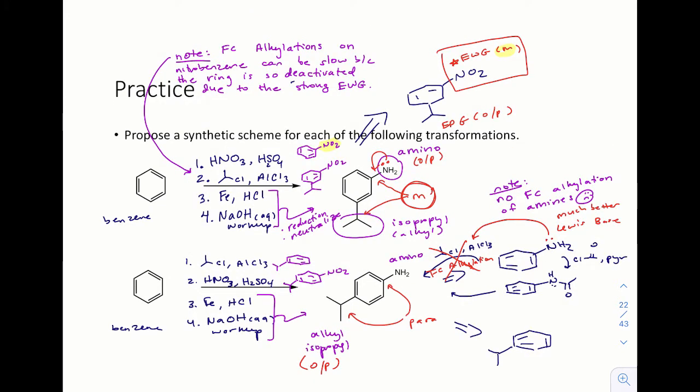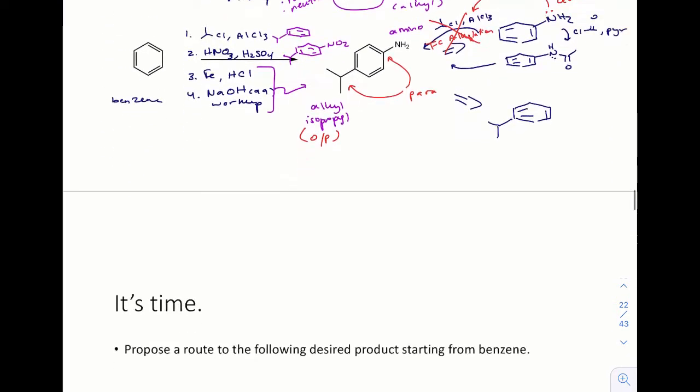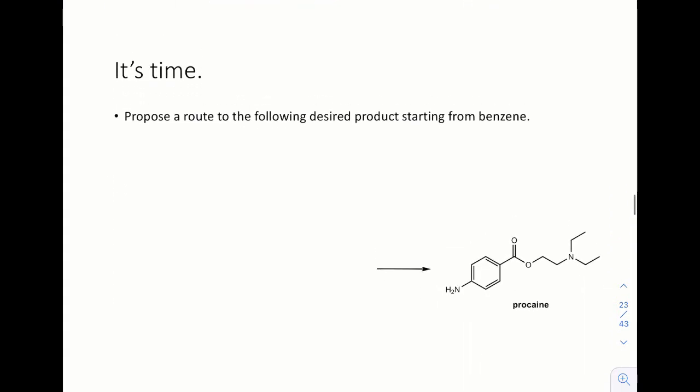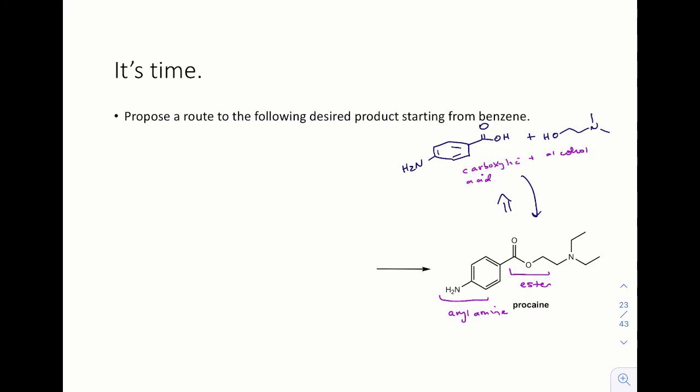Now that we've practiced using the nitration and reduction schemes to make aryl amines, let's try the procaine synthesis. We've identified that the ester functional group can be generated from coupling a carboxylic acid and an alcohol. Typically, this would be done in the presence of acid. Now, I'll be honest with you, this is very complicated because of the amino groups. The amino groups are certainly more basic than the carbonyl of the carboxylic acid, which needs to be protonated here.